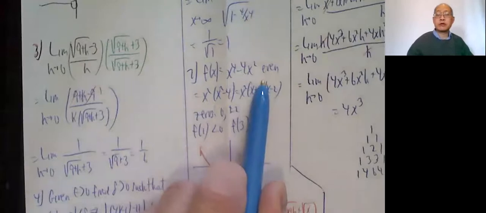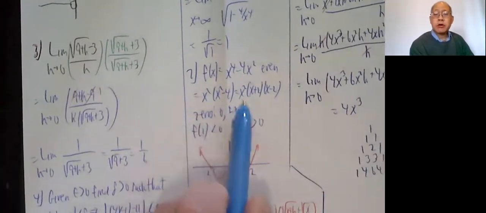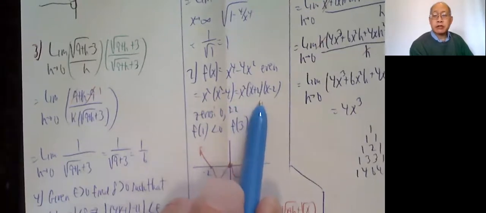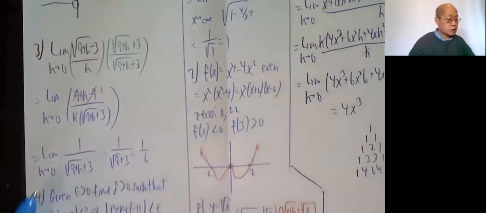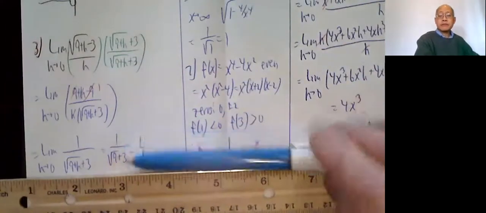Okay, 7. I notice the function's even, so I'll use the fact that I have an even function, which means I have symmetry with respect to the y-axis. Factor x squared minus 4: x squared times x plus 2, x minus 2. So my zeros are 0 and plus or minus 2. For the time being, I have zeros right there and right there and right there.